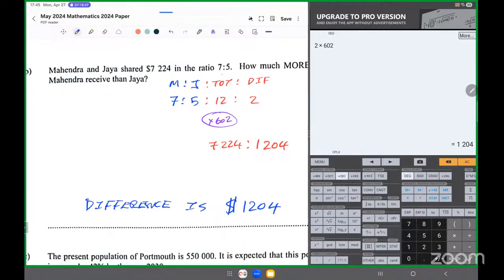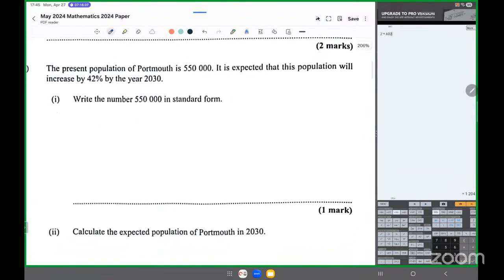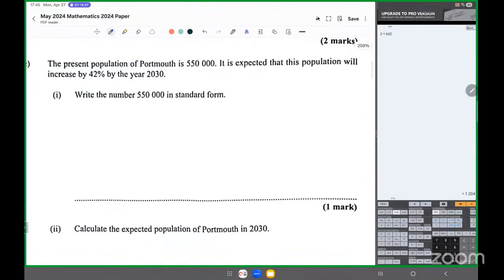Anyway, let's continue. This part says, the present population of Portsmouth is 550,000. It is expected that this population will increase by 42% in the year 2030. Write 550,000 in standard form.